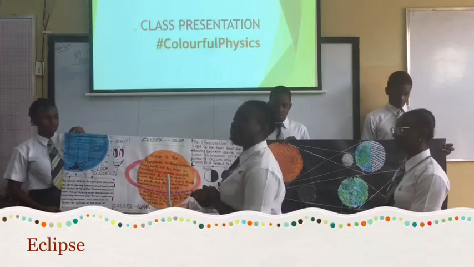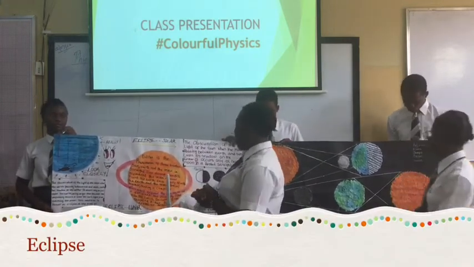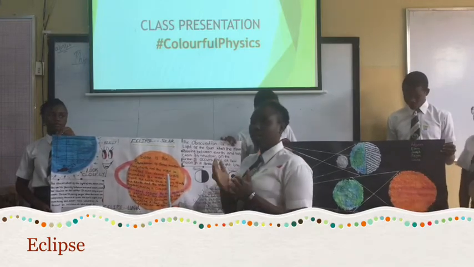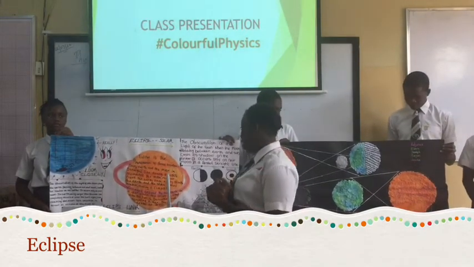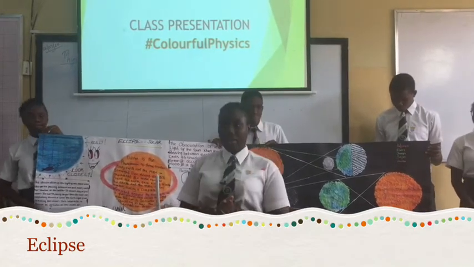So, I'm talking on the definition of eclipse. Eclipse is the phenomenon of three bodies, which are the sun, the earth, and the moon. This happens when they are all in a straight line.